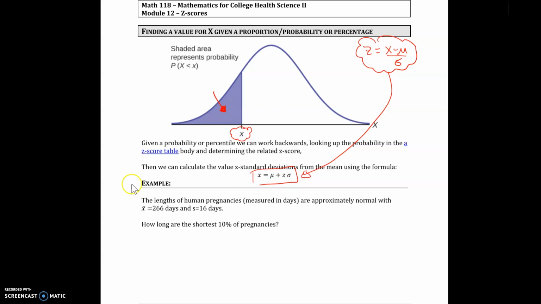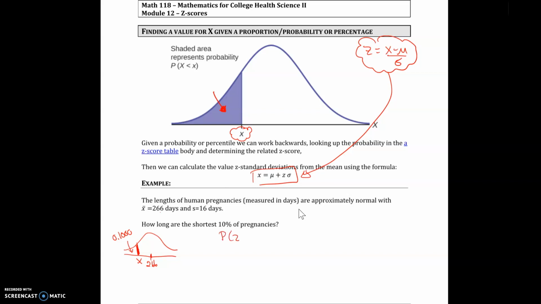Assume we know that the length of human pregnancies measured in days is approximately normal with a mean value of 266 days and a standard deviation of 16 days. We want to use this to figure out how long or how short the shortest 10% of pregnancies are. So we know it's approximately normal, the mean is 266 days, and we're trying to figure out what value of x would have a 10% chance of occurring, so it would have a probability of 0.1000 associated with it.